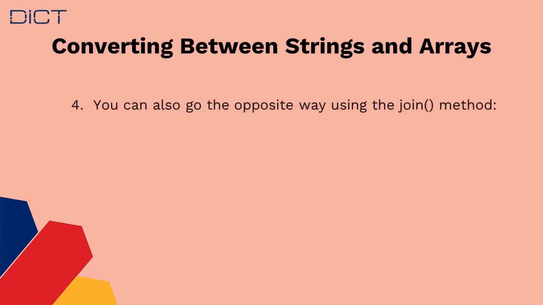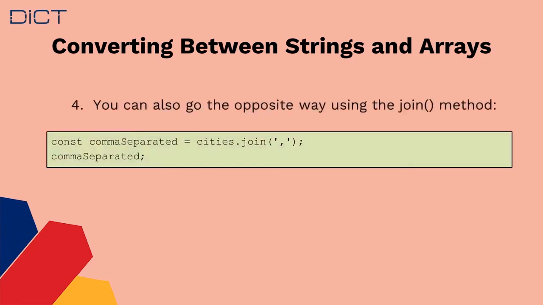Next, if there is splitting, you can also join. You can go the opposite way using the join method, which combines items in an array. Try the following. So we have data, then the comma-separated cities.join, comma, and it will display the previously split items joined together with the separator.